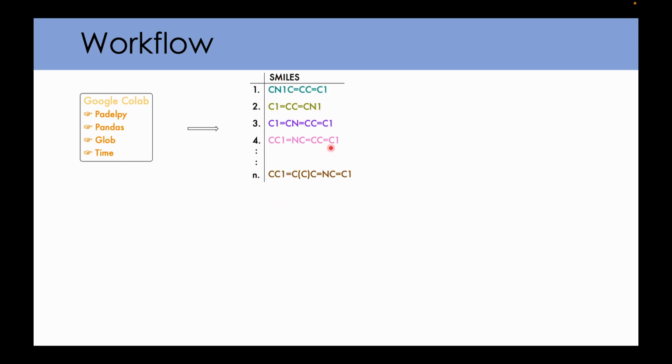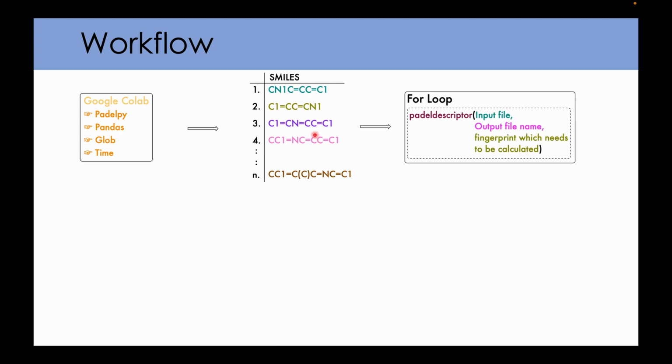Next we will be importing a data frame which would contain SMILES strings of the molecules. And in the next step, we are going to be using this Padel descriptor function of Padelpy, which would take certain commands as input for calculating different fingerprints. For example, we need to put the name of input file, which would contain the SMILES strings. And we need to put the name of our output file in which we want to store our fingerprints. This is really important because we also need to tell this function which descriptor we want to calculate.